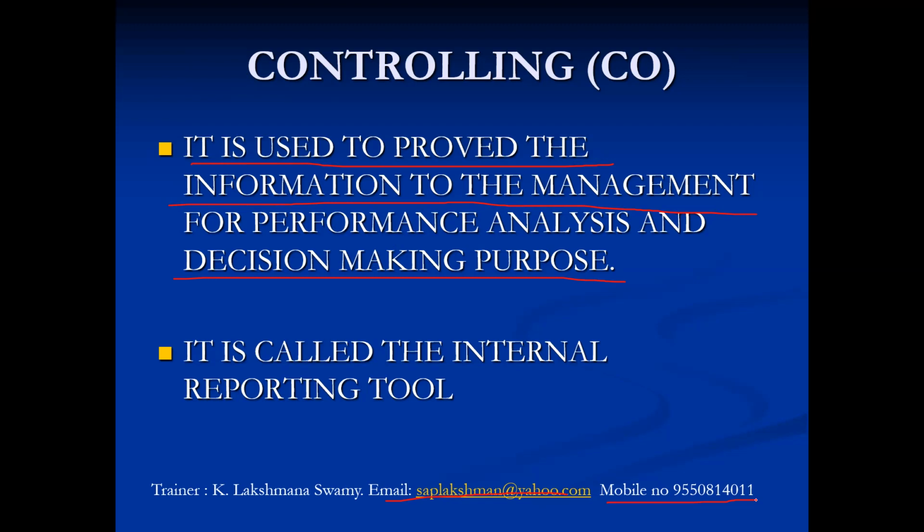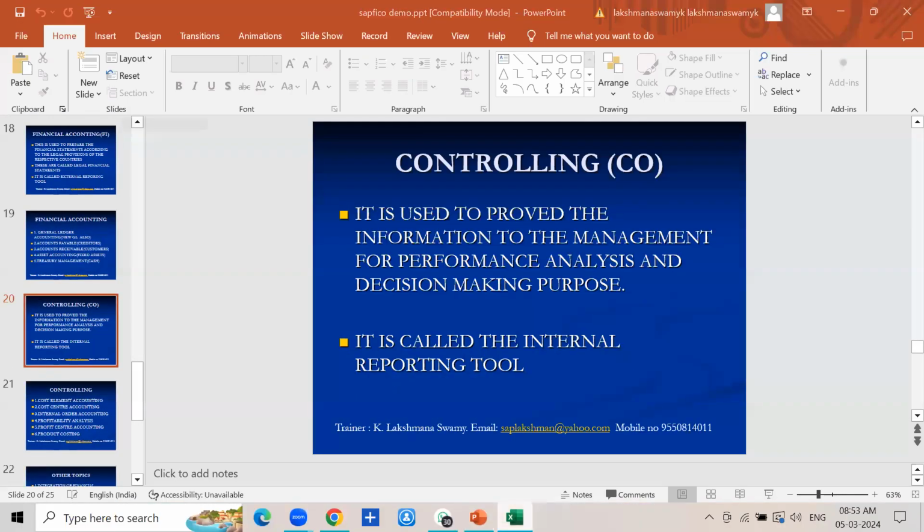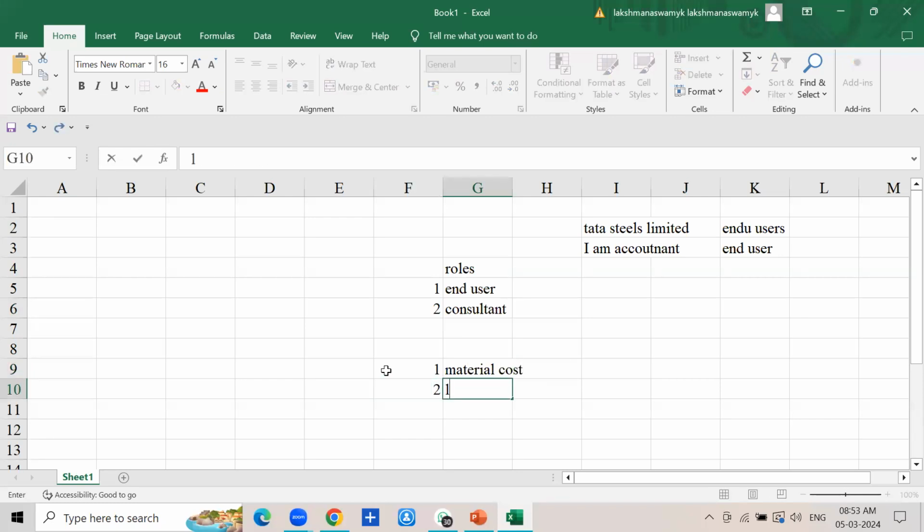Here also we need a very basic understanding of cost accounting. Like what is the basic understanding of cost accounting? You take the cost of any product. It contains 3 components. Number 1, material cost. Number 2, labor cost. Number 3, other expenses, right?